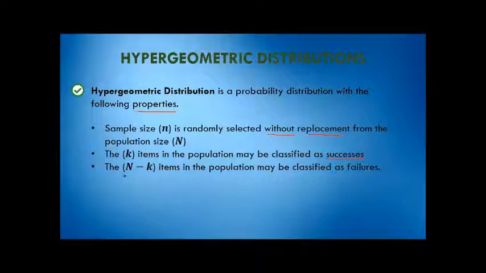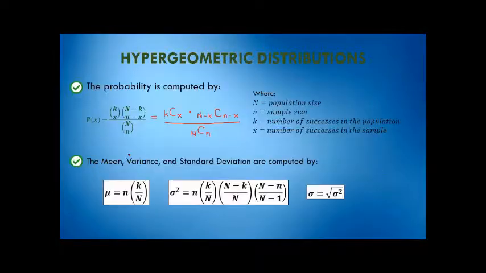Next, the N minus K or the capital N minus K items in the population may be classified as failures. So, yung K natin is successes, then capital N minus K is failures. So, these are the number of successes, these are the number of failures. Okay? One more thing is how are we going to compute for the probability under hypergeometric distribution?